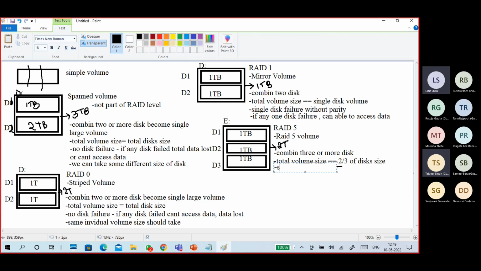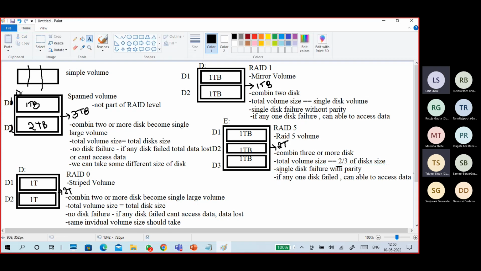We'll get single disk failure protection with parity. What is this parity? We'll see that. Here, if any one disk fails, you are able to access data. Both are the same, right? But in RAID 1 we use 2 disks and get a 1 disk volume. Here we use a minimum of 3 disks and get a 2 disk volume.